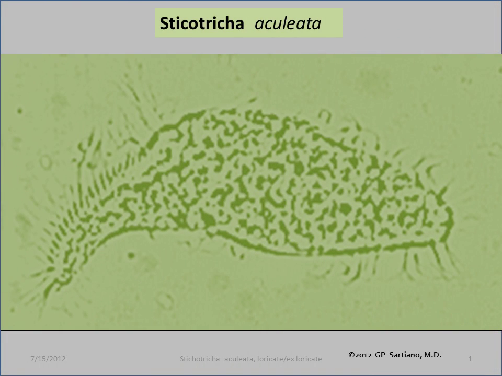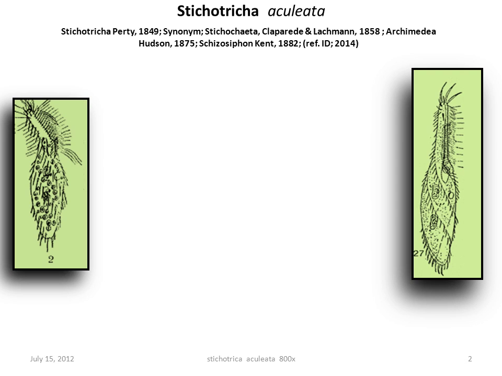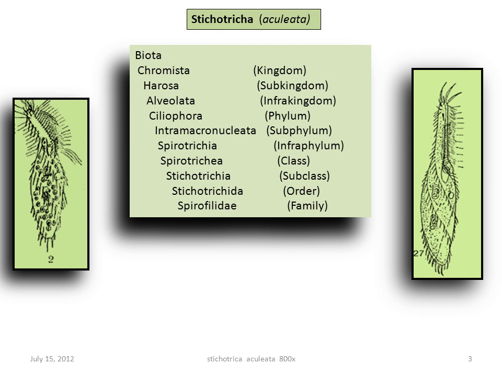This program represents an introduction to the hypotrich ciliate, Stichotricha aculeata. Stichotricha was described in the literature by Perty in 1849, and by a number of others as well in the 19th century. In some classification schemes, its name is identified with its own subclass, Stichotricha. It is a member of the family Spirophilidae.